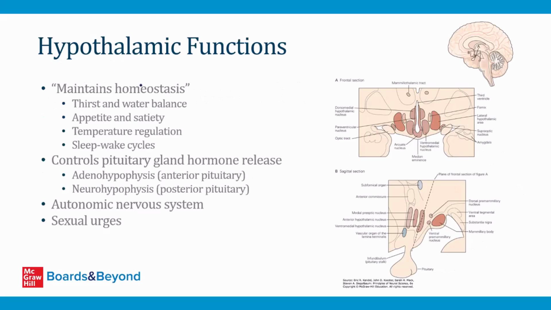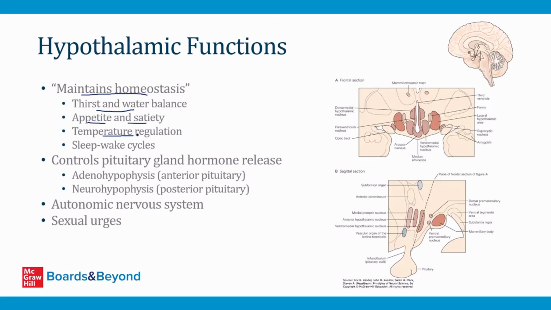So one of the confusing things when you're a medical student is that the hypothalamus has lots of different functions, and many of them are not related, and it's hard to keep them all straight. But let's go through some of the important functions now. So you will read that the hypothalamus maintains homeostasis. So what does this mean? Well, this means a couple of different things. First of all, it's responsible for thirst and water balance. It also influences our appetite and whether or not we feel satiated. It's also important for temperature regulation.